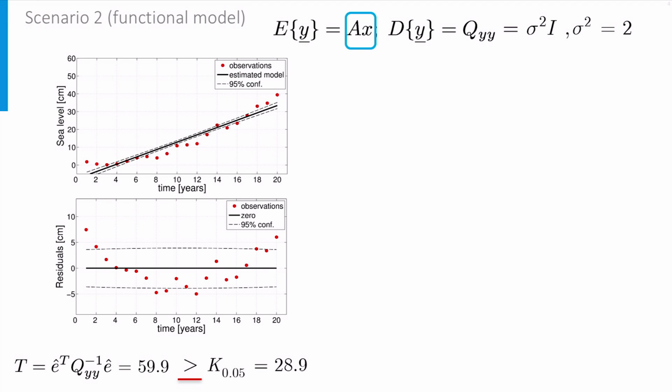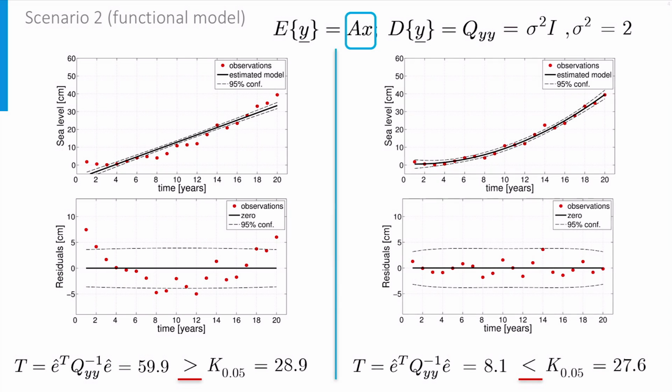In fact, the correct model is the quadratic model, which I know because I myself simulated this dataset. If I choose the quadratic model, we see that the overall model test is accepted. Note that the threshold in this case is different due to the different number of unknowns in the second model. The quadratic model has 3 unknown parameters, so the number of degrees of freedom is 17. Here, by choosing the better model, we adapt the mathematical model, resulting in the acceptance of the test.